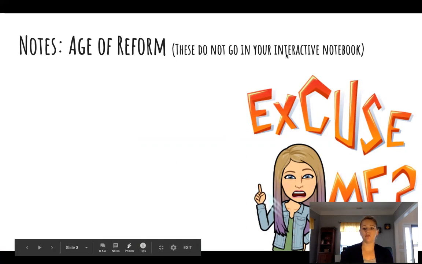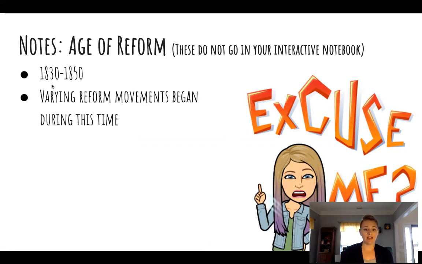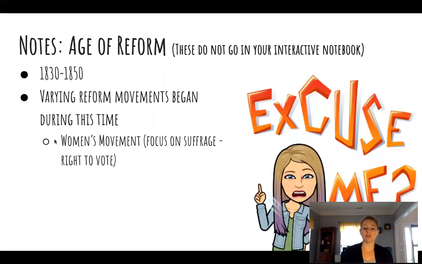So the age of reform, again, this does not go into your interactive notebook. We're talking about a time period from about 1830 to about 1850. And there are different reform movements that started during this time. The first was the women's movement.